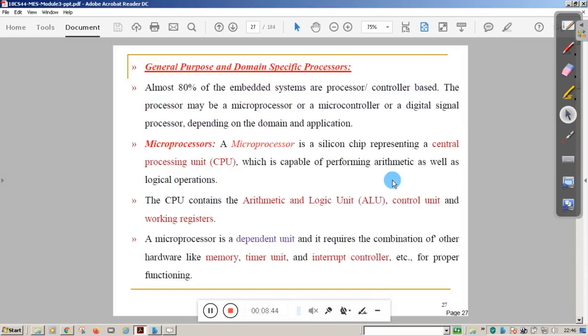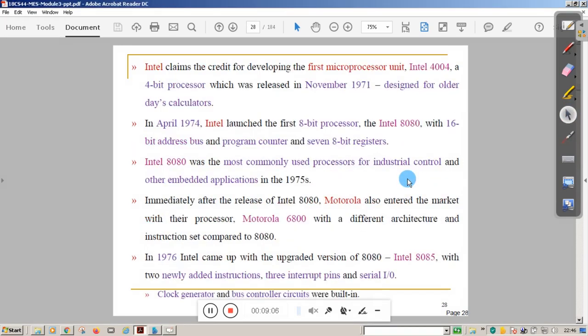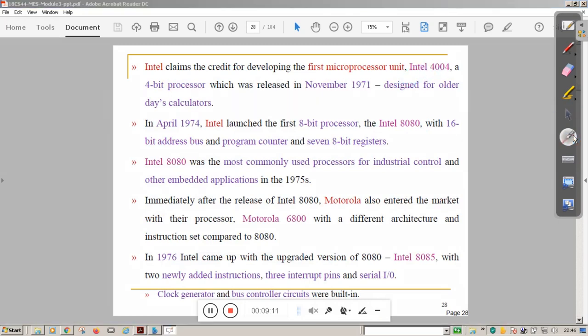Now the first one is the microprocessor. We know what a microprocessor is. A microprocessor is an integrated chip which can process data with the help of a control unit and ALU, and which has a small memory that can store a set of instructions. So the CPU contains an arithmetic and logic unit. Different types of CPUs are available in the market. The first CPU was from Intel, the 4004, a 4-bit microprocessor developed in 1971.